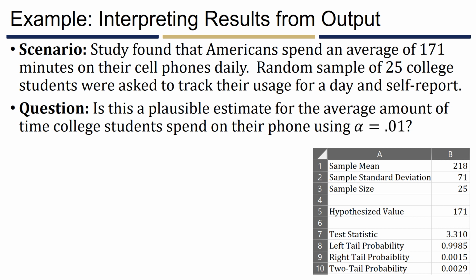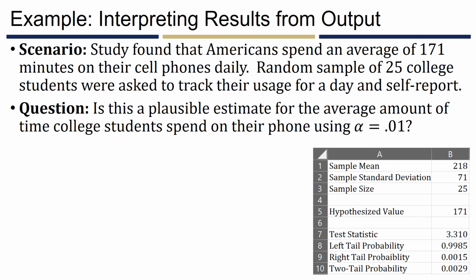A recent study found that Americans spend an average of 171 minutes on their cell phones each day. We take a random sample of 25 college students, we ask them to track their usage for a day, and then self-report the number of minutes that they spent on their phone. We want to know if 171 is a plausible estimate for the average amount of time that college students spend on their phone using a 1% level of significance.